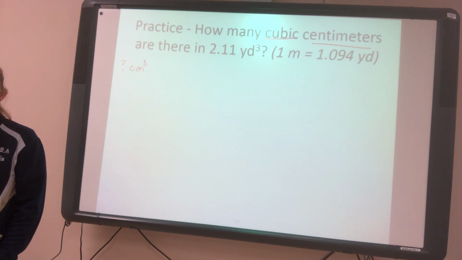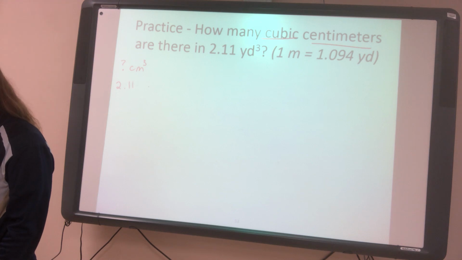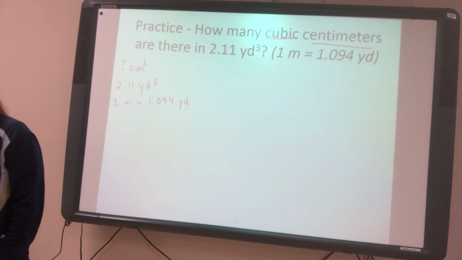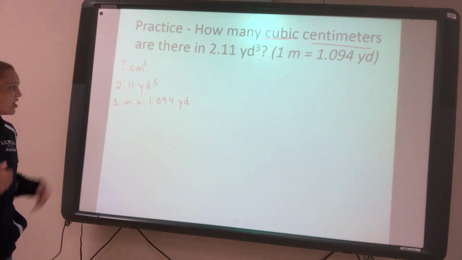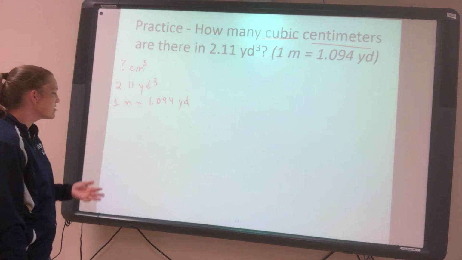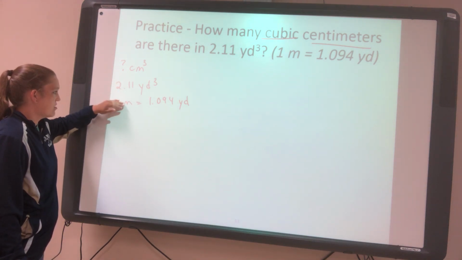Then we said, well, what did they give me? So they gave me 2.11 yards cubed. And they told me that 1 meter is equal to 1.094 yards. So then we say, okay, where do I start? Same thing like last time. We have two numbers that they gave me, so where do I start?